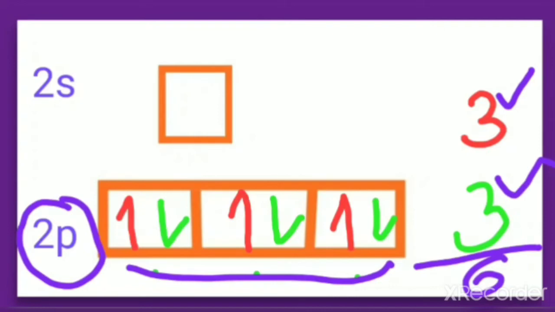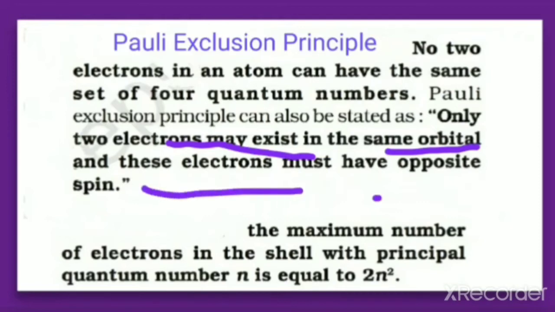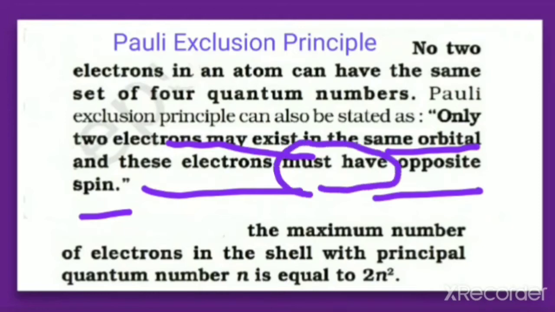So that is the second point of the Pauli exclusion principle, that is, only two electrons may exist in the same orbital and these have opposite spin. That means in the same orbital, a maximum of two electrons can be accommodated. One is also a possibility, but a maximum of two, and these two electrons must have opposite spin. That means the first one should be made clockwise, the second one anti-clockwise.